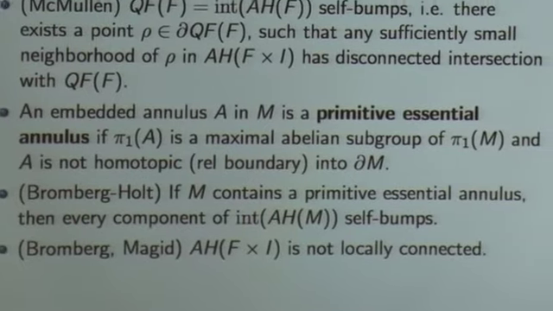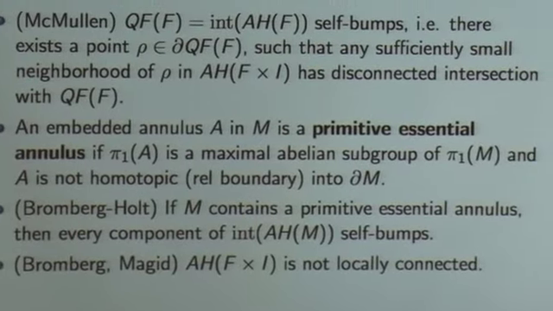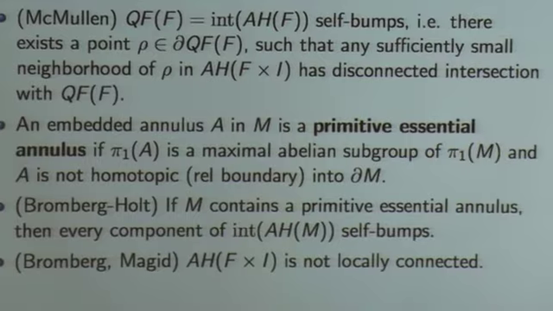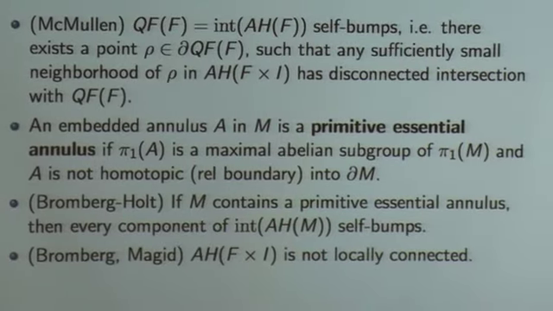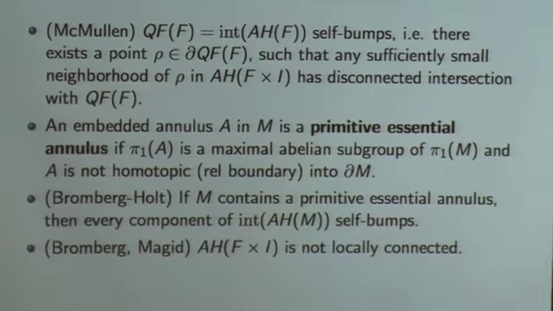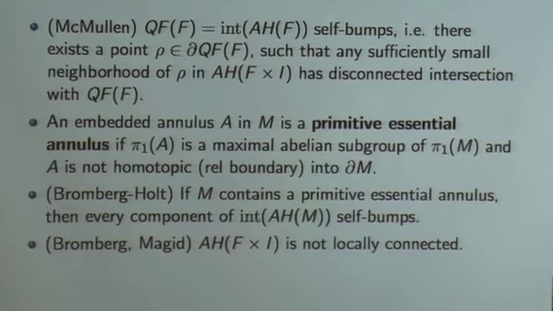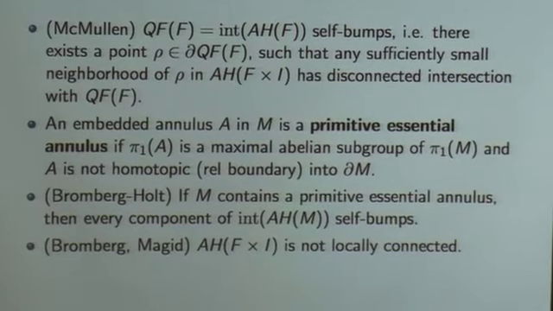And then Ken Bromberg and John Holt came in and showed that whenever you have a primitive essential annulus, which means you have one of these essential annuli, the core curve injects, and the image of the core curve generates a maximal abelian subgroup, meaning it isn't sitting inside a Z plus Z subgroup, and it doesn't have any roots in the three-manifold group. Whenever you have a primitive essential annulus, every component of the interior does this self-bumping thing.